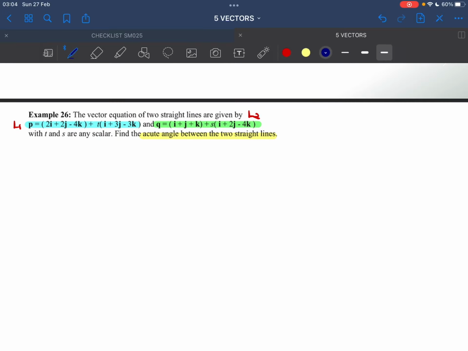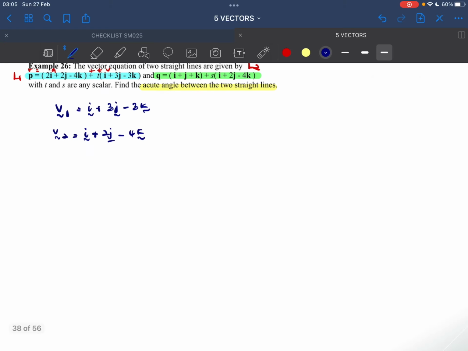So let's label. We need the vector here. You know that r equals a plus tv, so this one on the back here is your v. So v1 is equal to i plus 3j minus 3k, and our v2 is equal to i plus 2j minus 4k. To use the formula for the angle between two lines, we have theta equals inverse cos. You know that a line has a vector, so here it is v1 dot v2 over magnitude of v1 magnitude of v2.